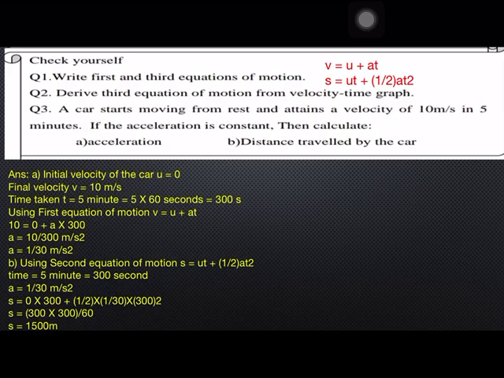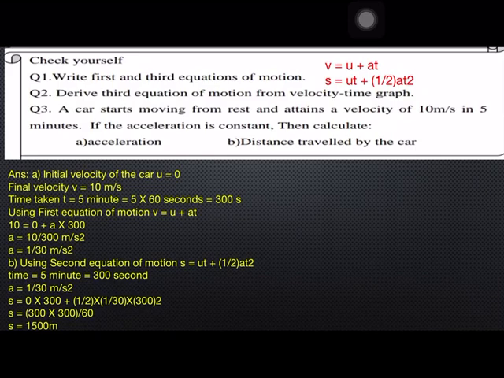Using the first equation of motion, v equals u plus at, so 10 equals 0 plus a into 300. It comes out to be acceleration 1 upon 30 meter per second square. Then using the second equation of motion, we calculate the distance. We put all the values in the second equation of motion, and it comes to be 500 meter.